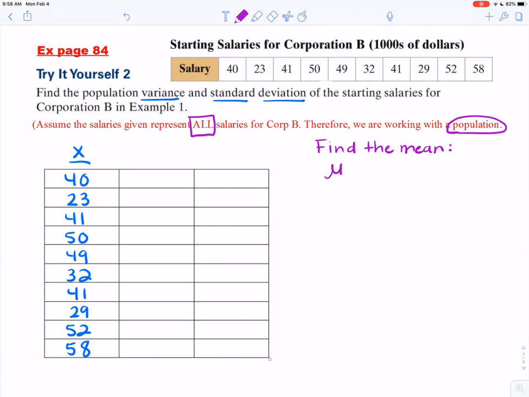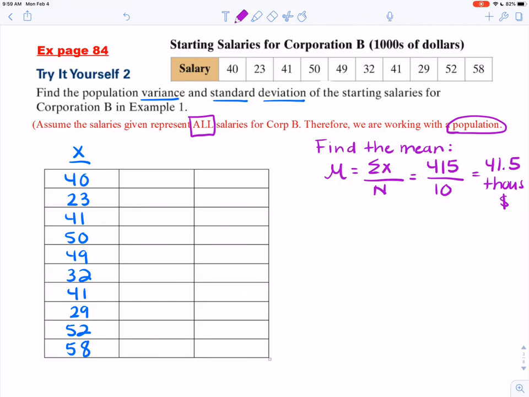And so my mean here would be denoted as mu, and it would take the sum of the data values and divide by the number of values that we have. All right, so if I take my 10 starting salaries, I add those up, I'm going to get a sum of 415. The number of data values is 10, so I'm looking at a mean starting salary of $41.5 thousand. So that's my center, my expected value.